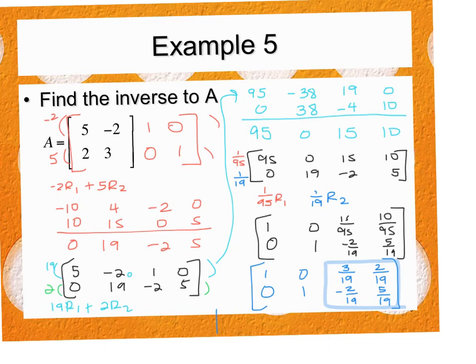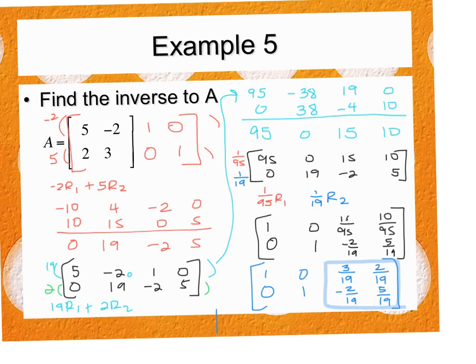So I multiplied the top row by -2 and the bottom by 5 to cancel out the zero in that first column, second row. I got 0, 19, -2, 5. I replaced row 2 with that. And then I wanted the 0 where the -2 is, so I multiplied row 1 by 19, row 2 by 2. And I canceled out that, so I got 95, 0, 15, and 10. And then I multiplied row 1 by 1 over 95, because that's the reciprocal, and row 2 by 1 over 19, that's the reciprocal. And then I got 15 over 95, which reduces to 3 19ths, 10 over 95, which reduces to 2 19ths, and then -2 19ths and 5 19ths.